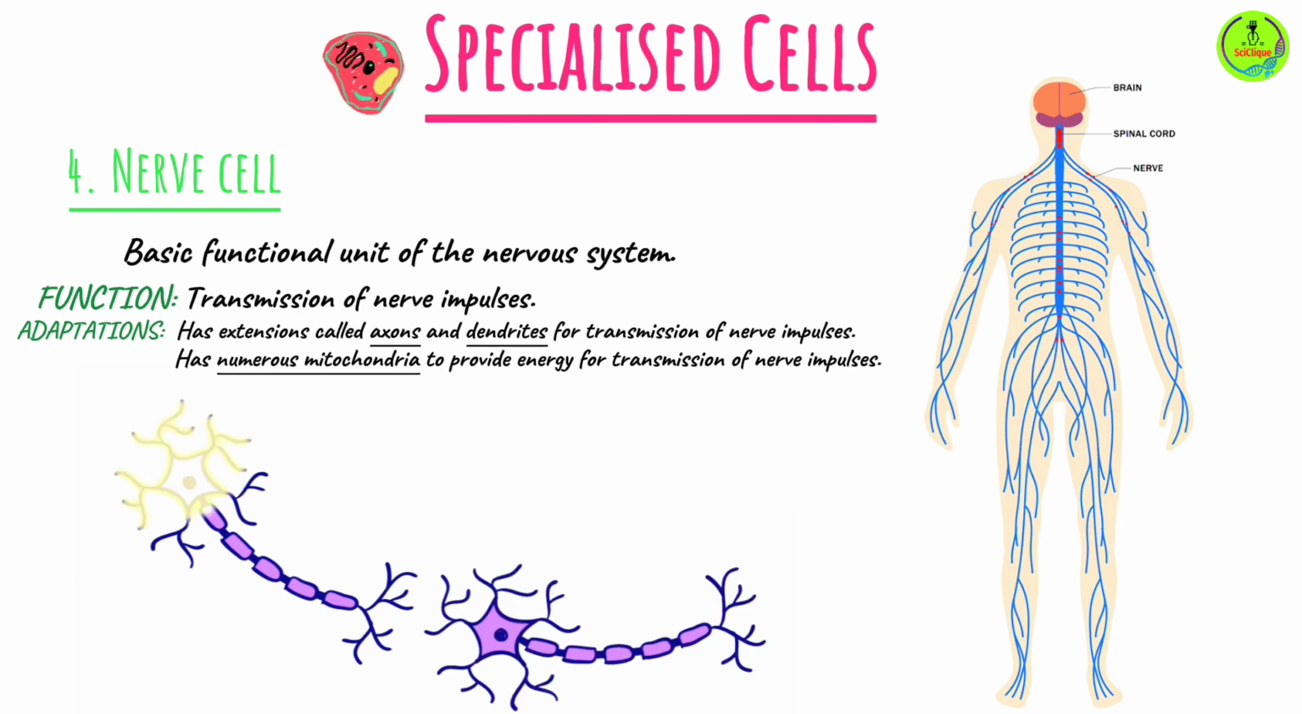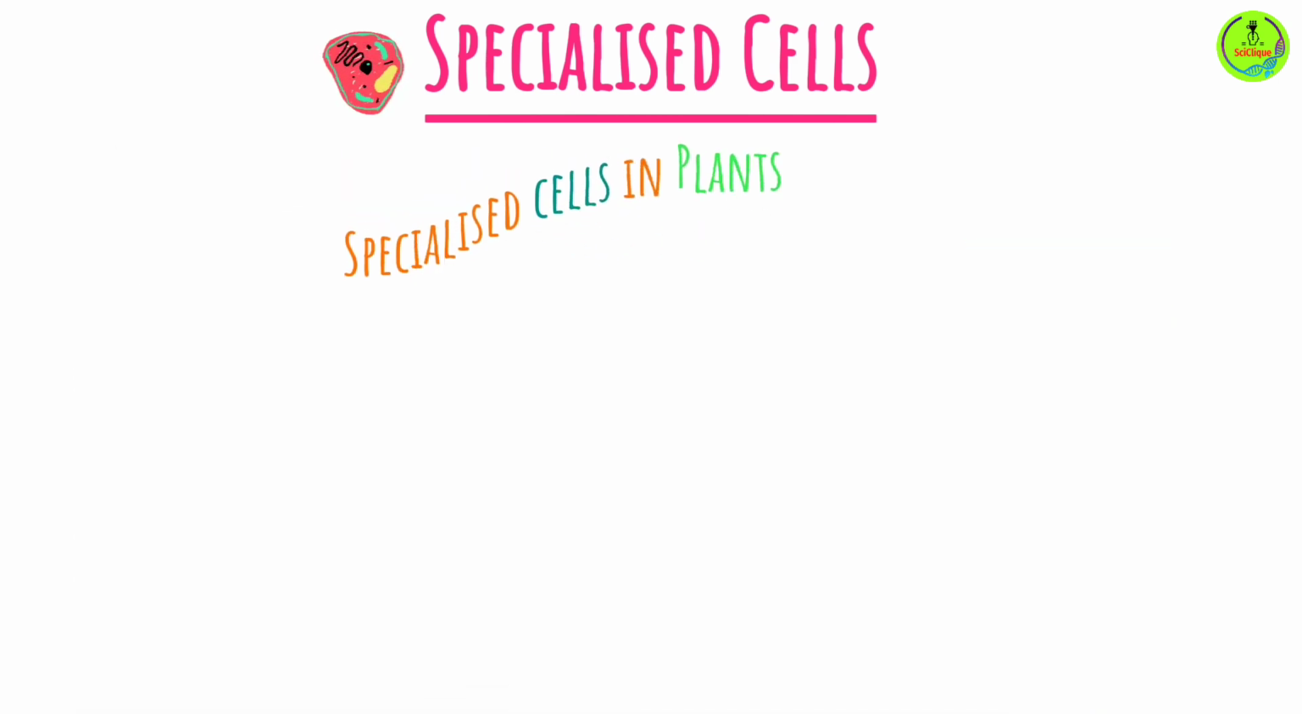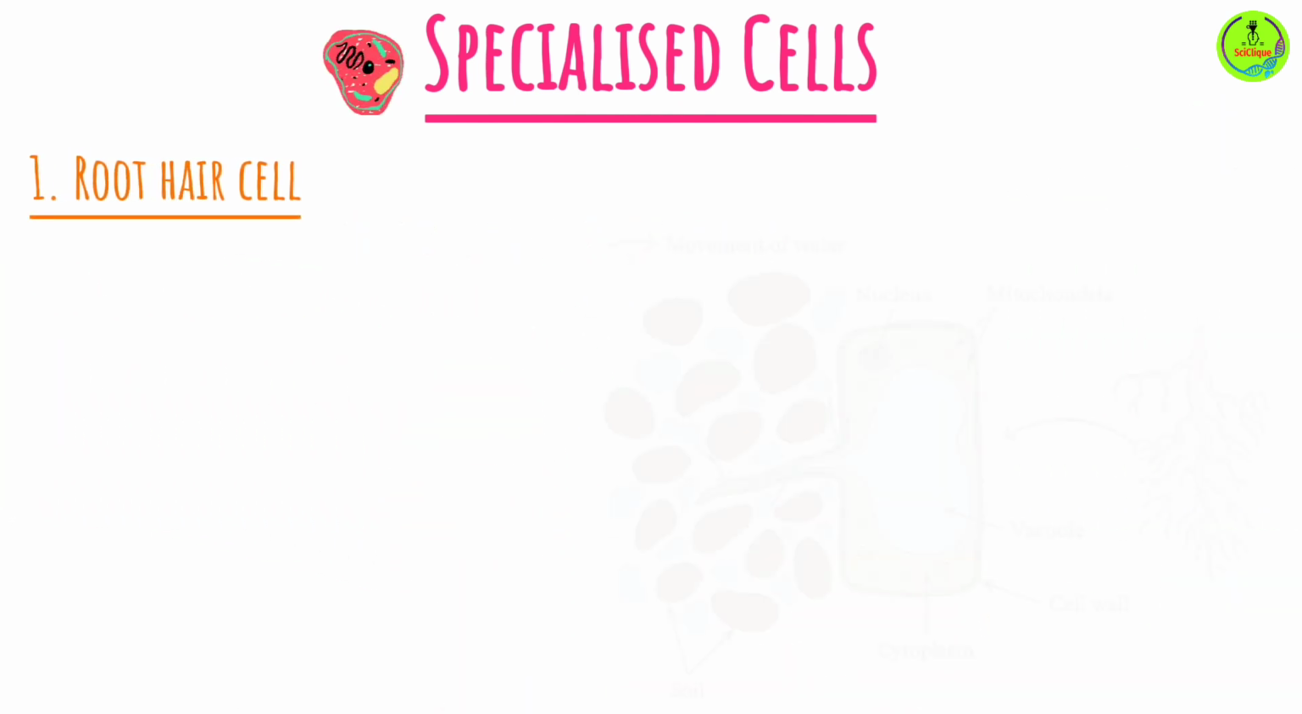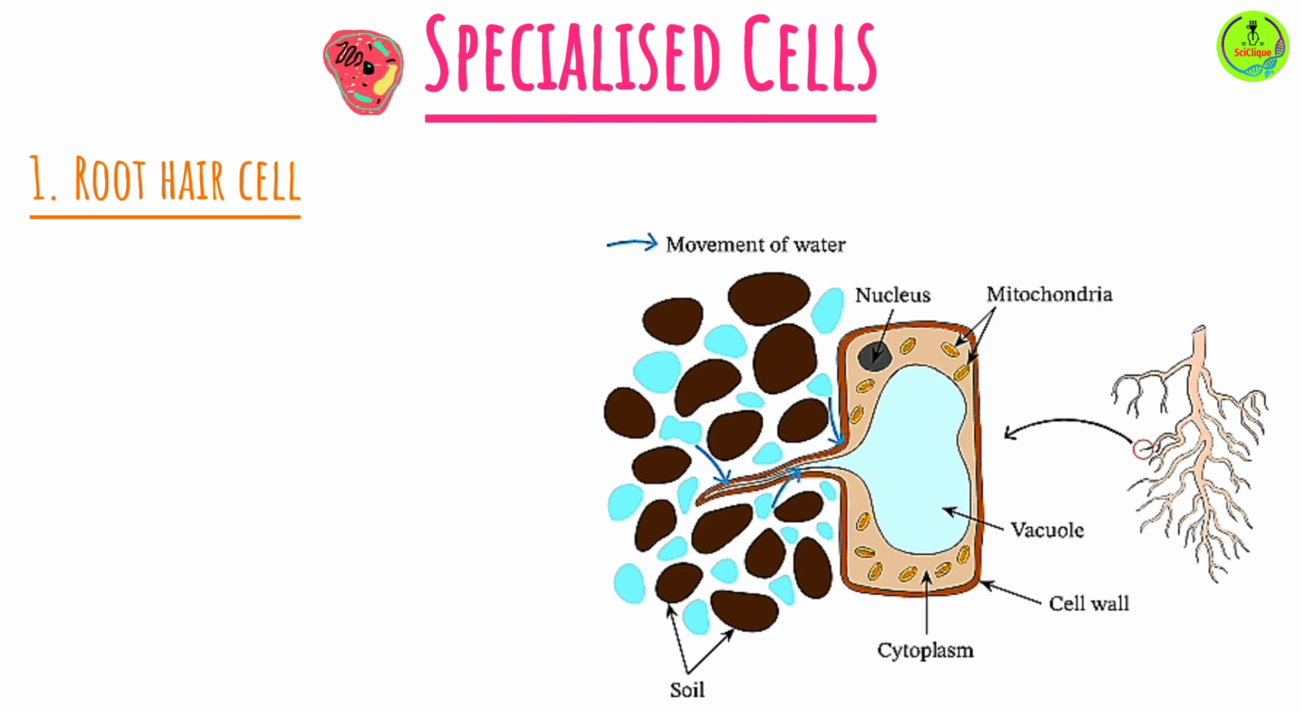Now, in our next bit, we are going to discuss 3 specialized cells that are present in plant cells. So let's start with our first one, the root hair cell. Now, root hair cells are found in the roots of plants. So as you can imagine, because they are found in the roots of plants, their function is going to be absorption of water and mineral salts.